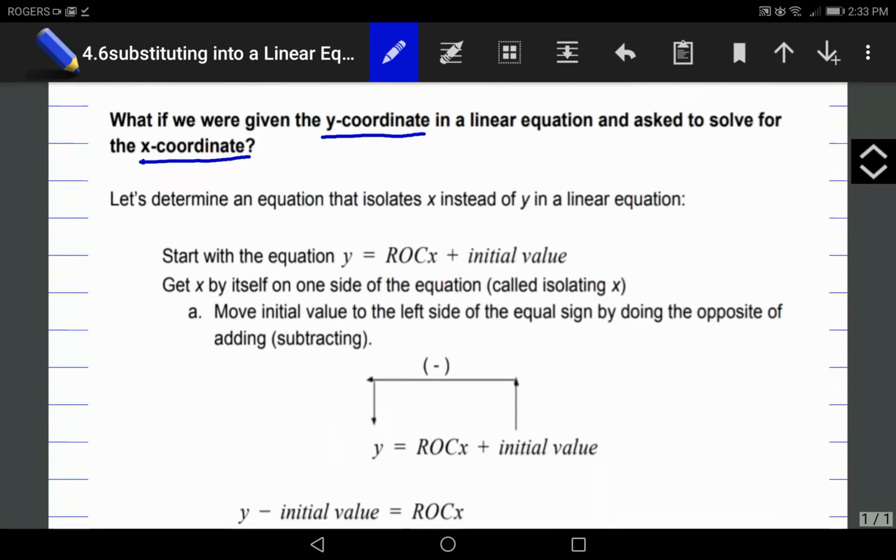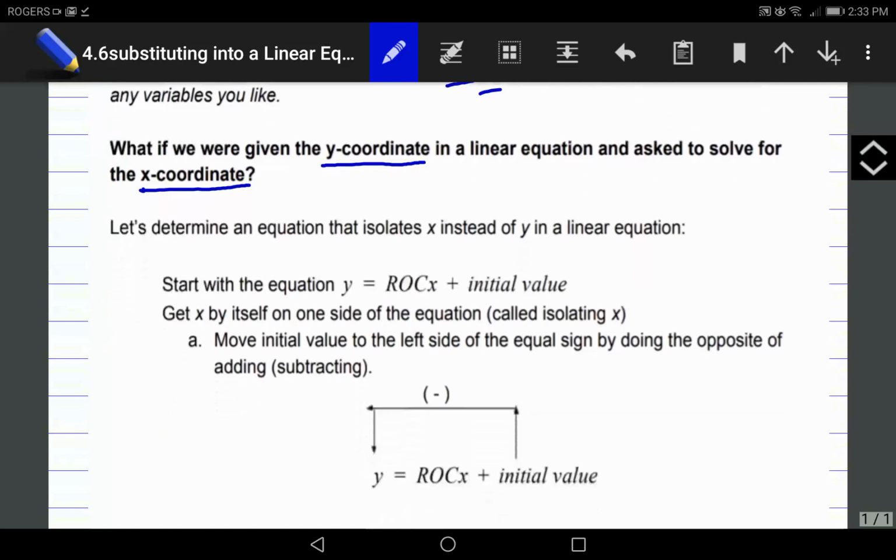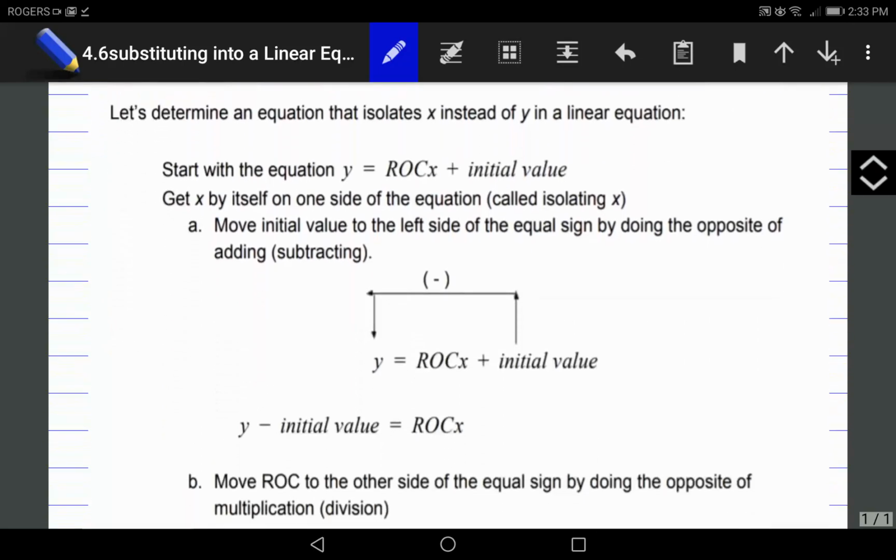Remember what I said. My goal here is to rearrange the equation to get x by itself. So that's what it says here. Let's determine an equation that isolates x instead of y in a linear equation. So let's start with y equals rate of change times x plus initial value. We need to get x by itself on one side, and that's called isolating x. So here's how you do it.